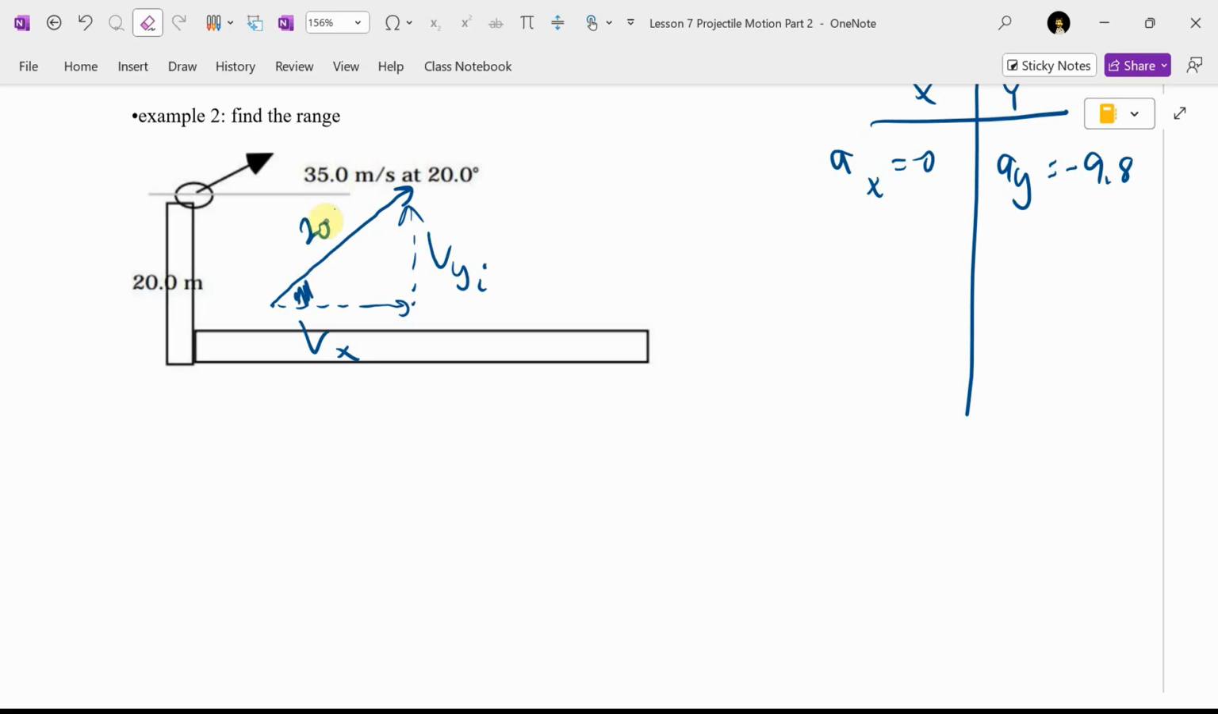That's 20 degrees. Sorry, not 20 degrees. Wow, I put that 20 in the wrong place. That was dumb. 20 degrees goes there. This is 35.